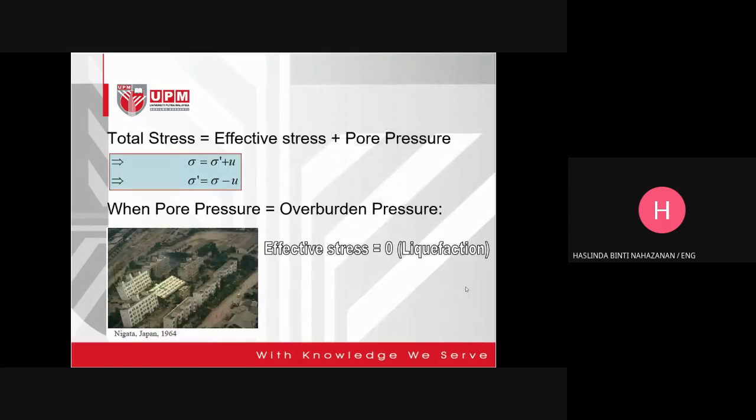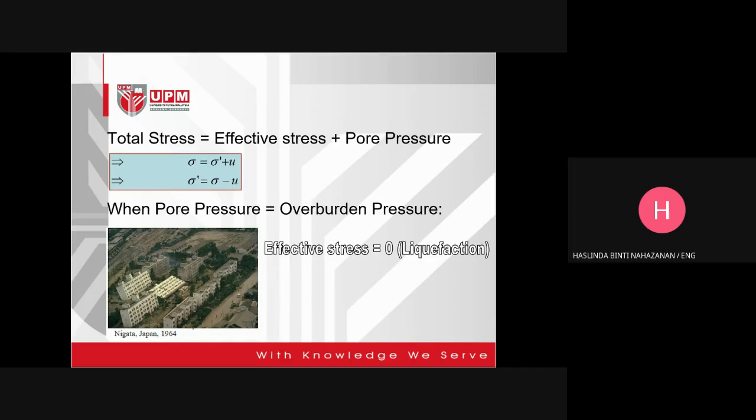So total stress equals effective stress plus pore water pressure. When pore water pressure equals overburden pressure, effective stress becomes zero. Then we have what we call liquefaction. Basically, liquefaction happens when you have a saturated soil and then there's a drastic impact, for instance an earthquake. The phenomenon is known as liquefaction, where the soil becomes like a fluid.